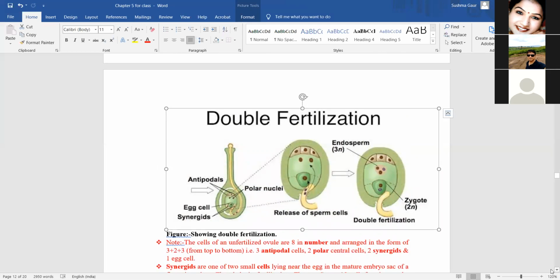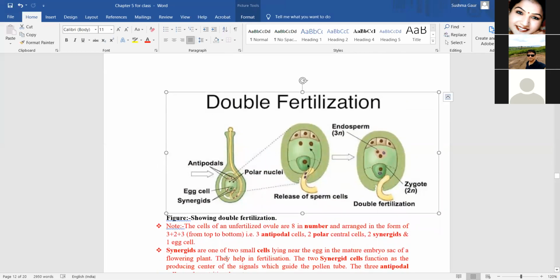What is the function of these synergid cells? They are responsible for helping in fertilization. ठीक है? So they will not fuse. These synergid cells are responsible for formation of this pollen tube. ठीक है? What are the function of each type of cells? I am telling you that.